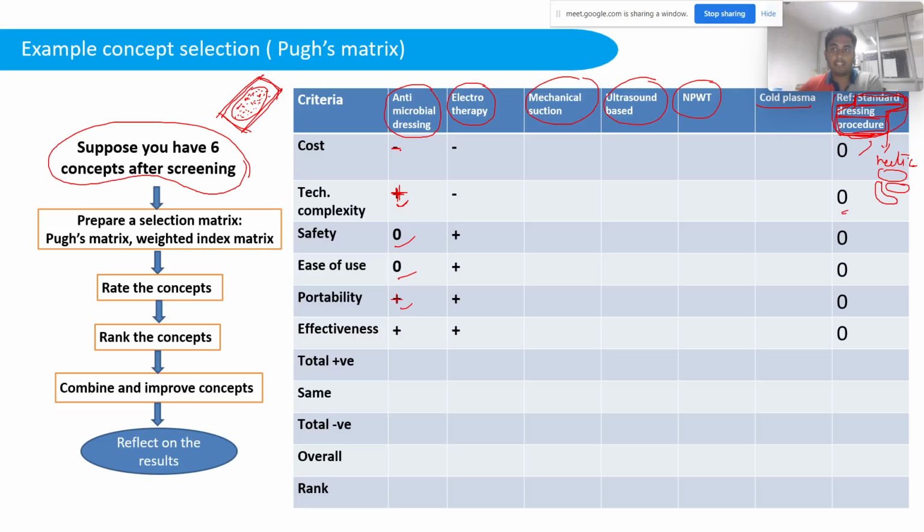If we say this is more costly, we mark it minus, a negative feature. This is a positive feature, and this is a same feature. So portability is a positive feature. Effectiveness against the wound is also a positive feature, as it is more effective than a standard dressing. Similarly, electrotherapy is a bit more costly, so it is a negative feature. Technical complexity is more, which is why it is a negative feature.